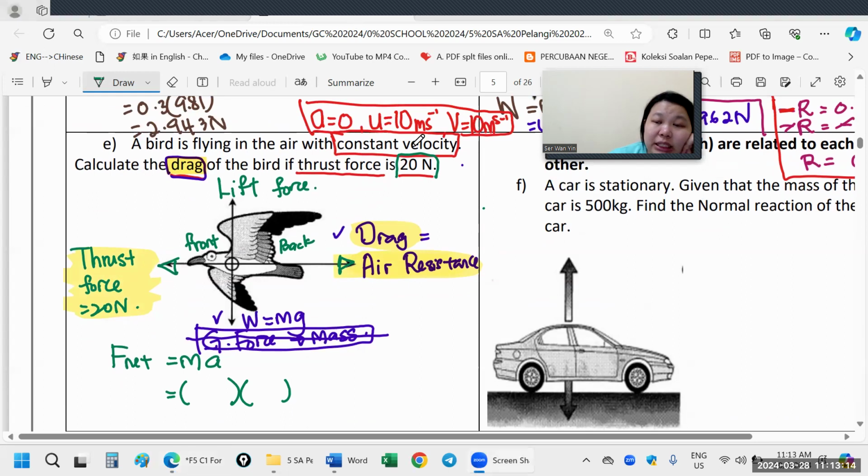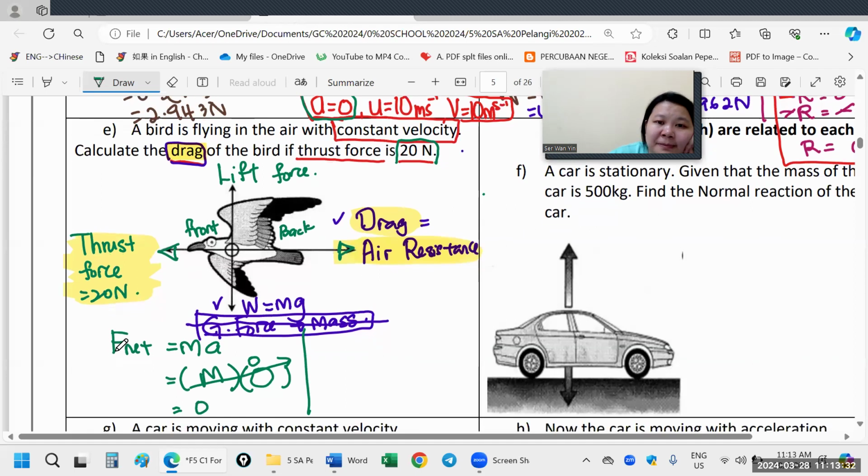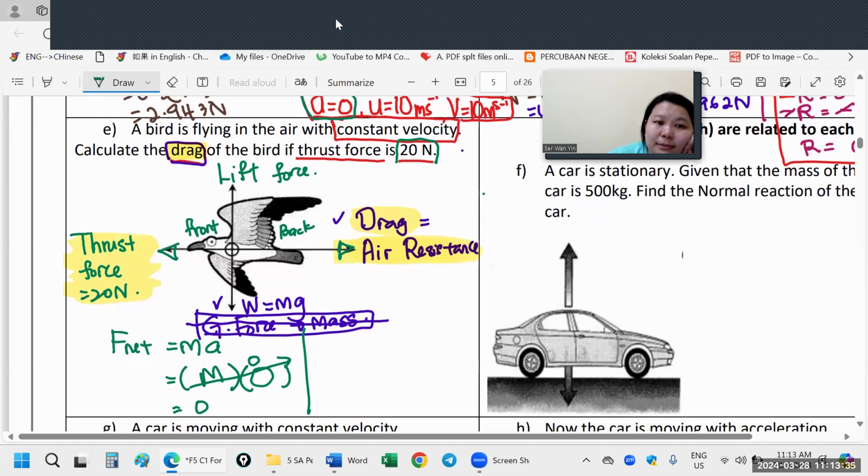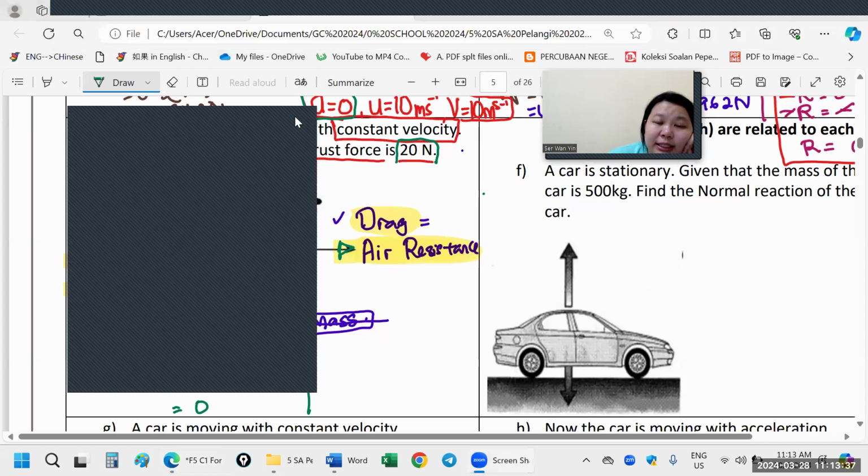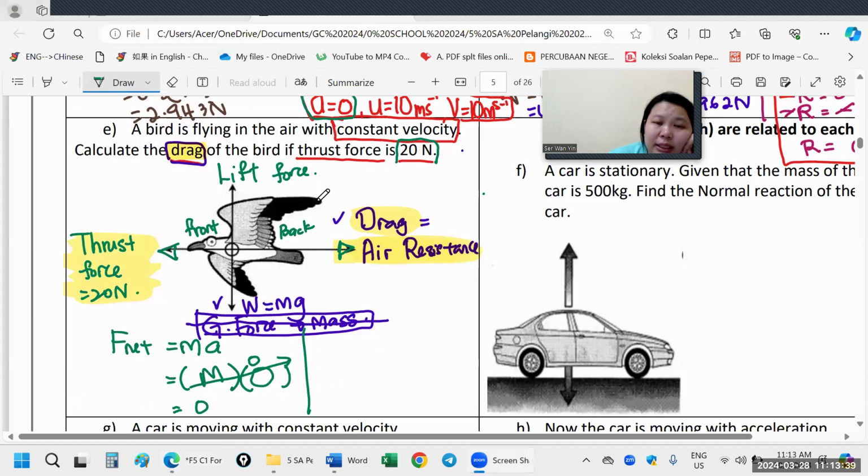Yeah, very good. So actually, constant velocity means a is 0. Anything times 0 becomes 0. So what is the net force? What is the net force here? 20 Newton. How?